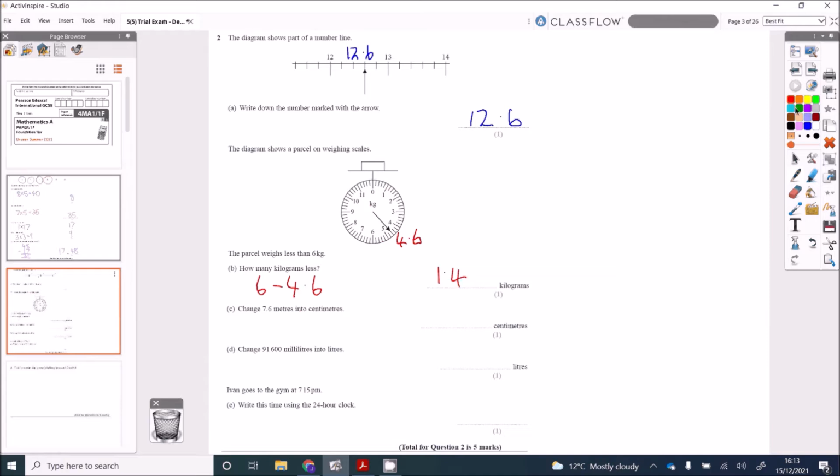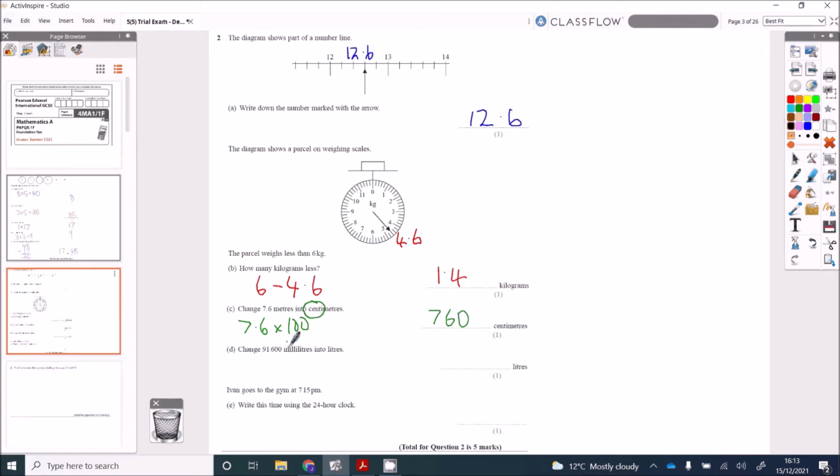Now part C, changing 7.6 meters into centimeters. Now, when you see cent, think century or centipede. It's something to do with 100. So it's 7.6 times 100, which is 760 centimeters. Again, you're very welcome just to check that on your calculator.